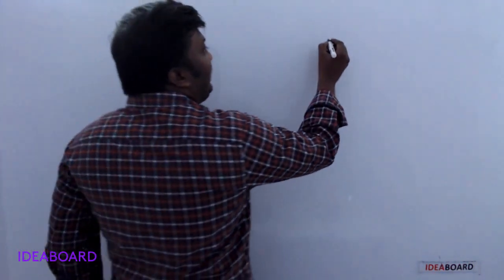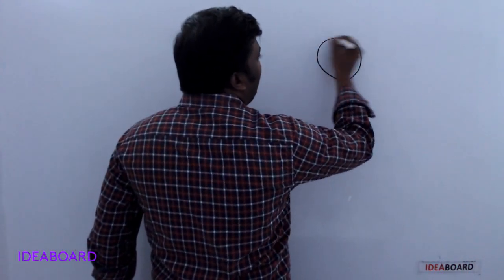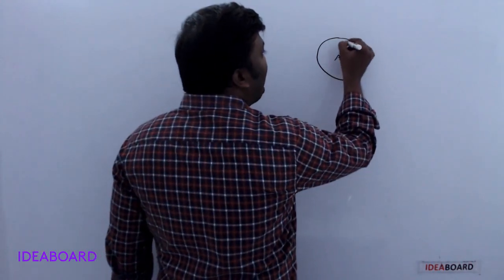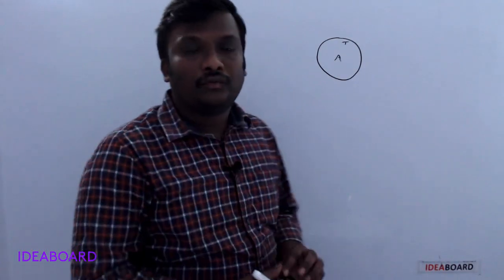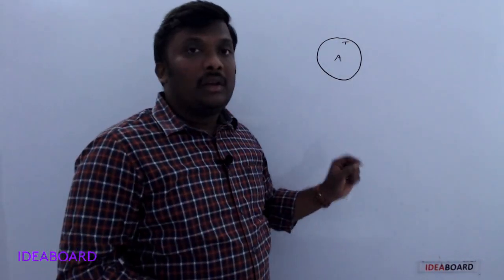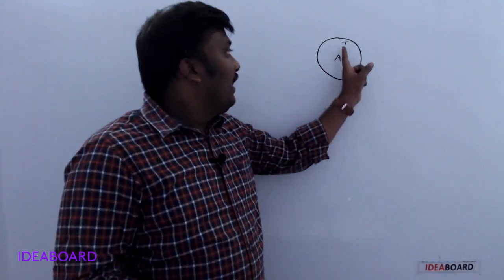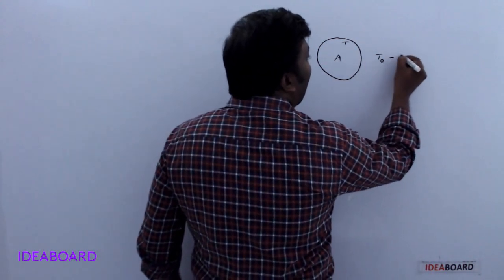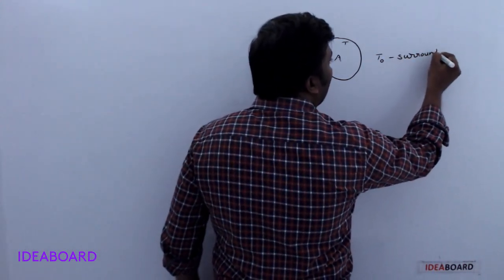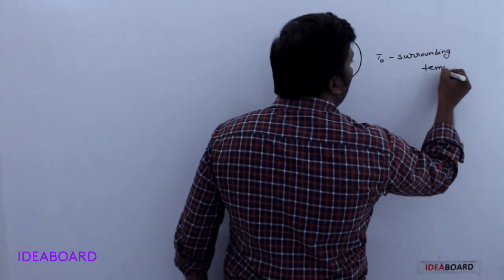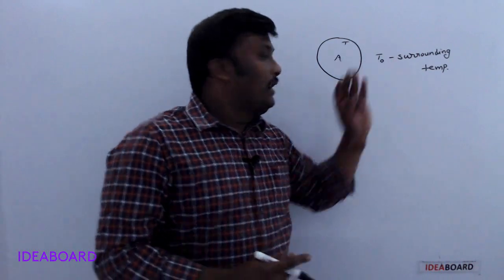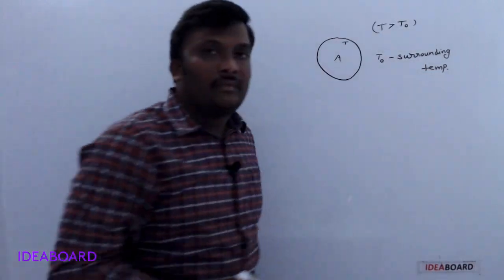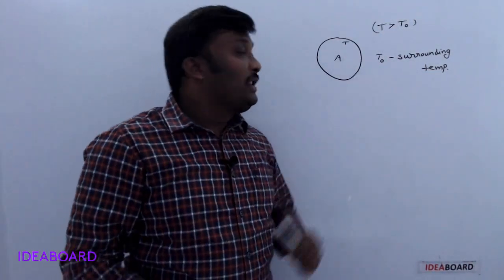Now, consider a body whose surface area is capital A and its temperature is capital T. Let the surrounding temperature be T naught. I take T to be greater than T naught, so the body temperature is more.